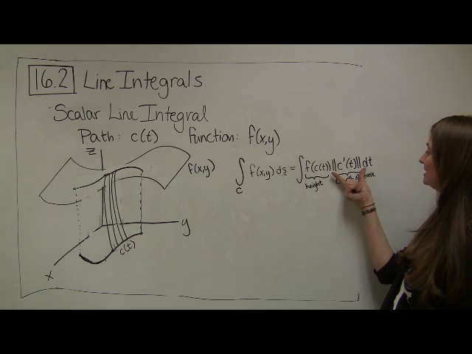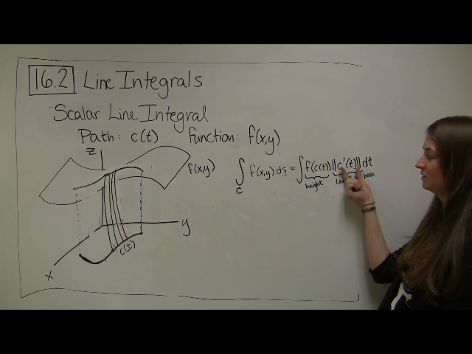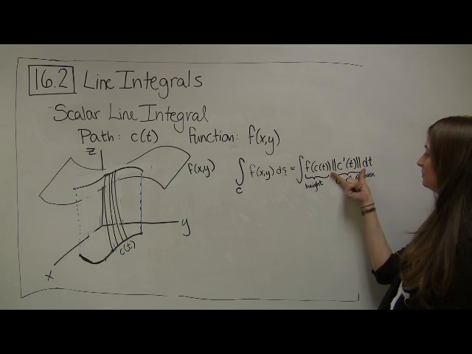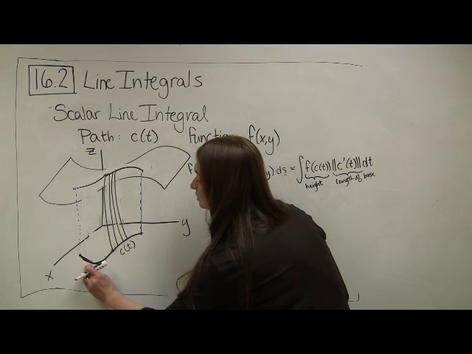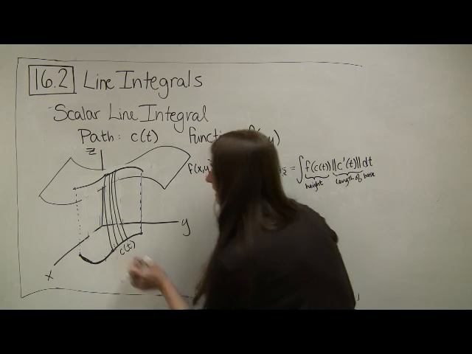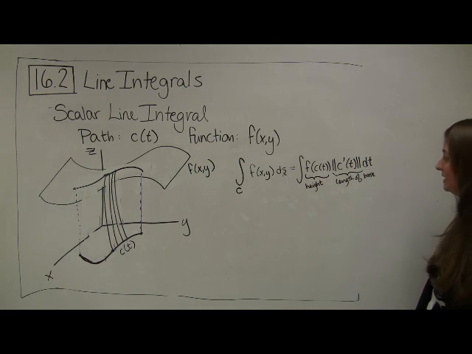And when I ask what is the magnitude of c prime of t, well, c prime of t, if you recall, we talked about in terms of the velocity. And so this is the speed. I'm taking into account the fact that I'm traveling further for certain rectangular bases than I am for other rectangular bases. That's the intuitive concept behind it.